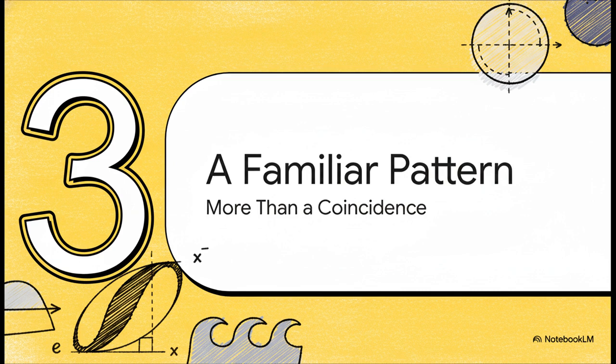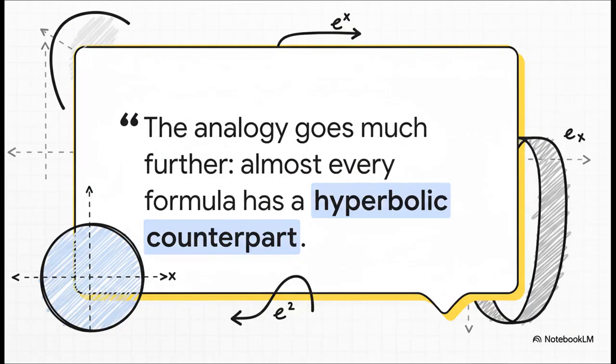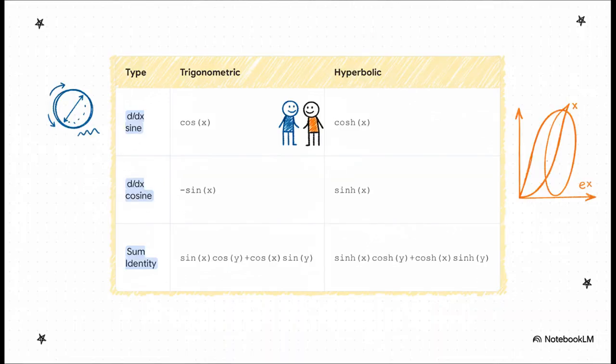This is where things get really fascinating. The parallel between these two families of functions runs deep. This isn't just a coincidence. It's a systemic pattern woven into math. For almost any rule or identity you ever learned for sine and cosine, there's a nearly identical version for sinh and cosh. Just look at this comparison.